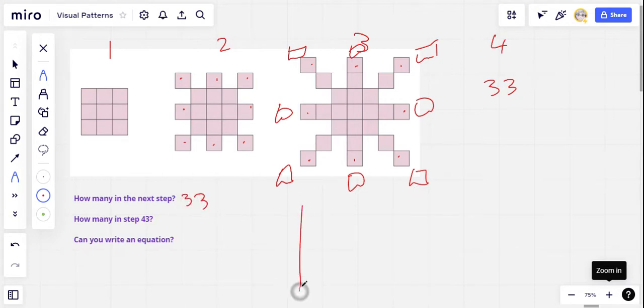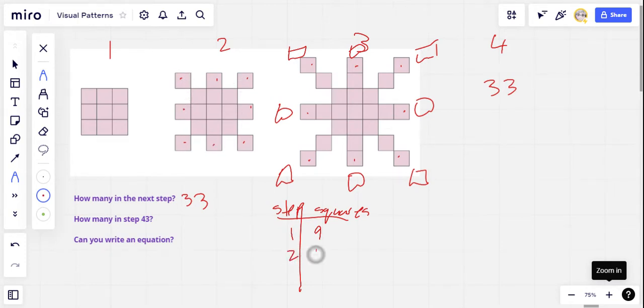Let's make a little chart and double check our numbers, make sure we're not making any mistakes. So I'm going to list the step, and I'm going to list the number of squares. So in step 1, definitely that is 9. In step 1, there are 9 squares. So that's a 3 by 3 block of squares there. And then we've added 8. So 9, 10, 11, 12, 13, 14, 15, 16, 17.